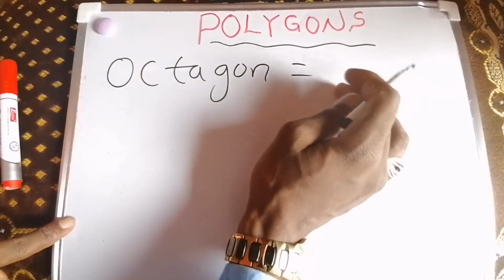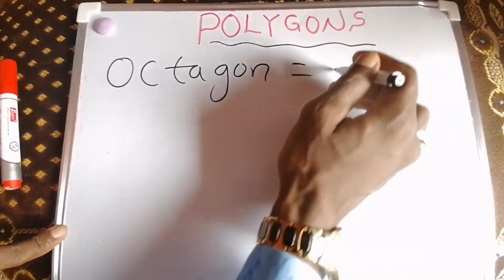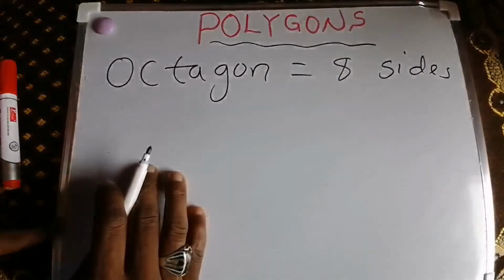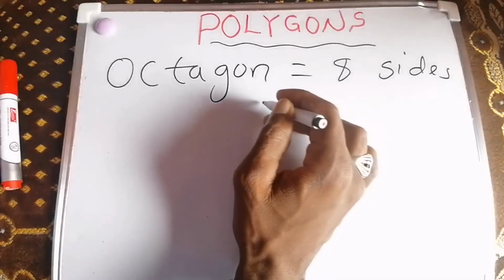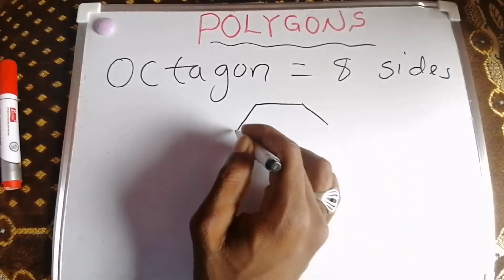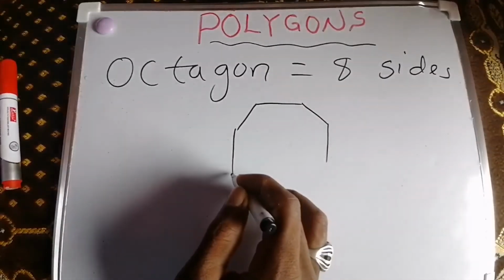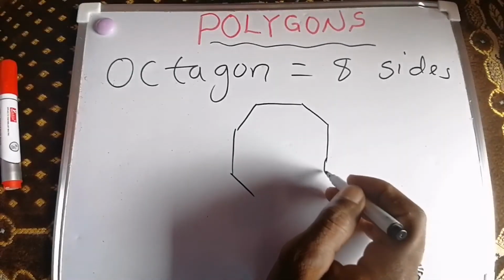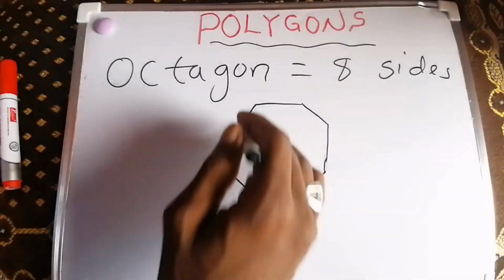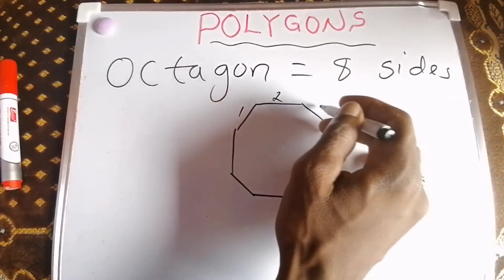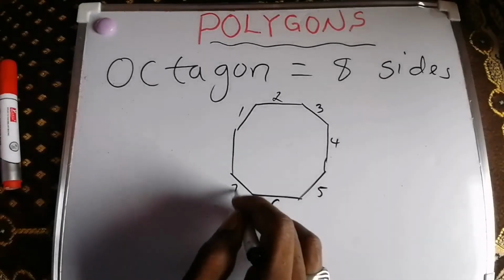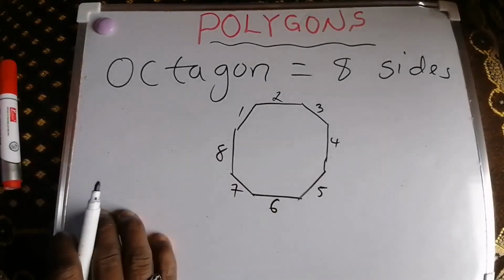So octagon has 8 sides. This is octagon. It has 8 sides. 1, 2, 3, 4, 5, 6, 7, 8.